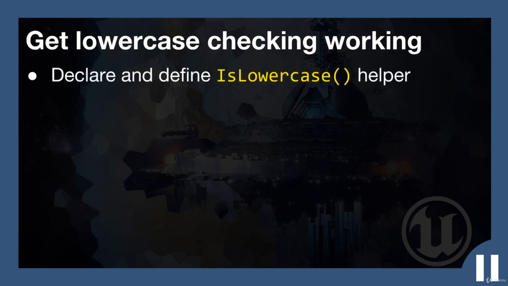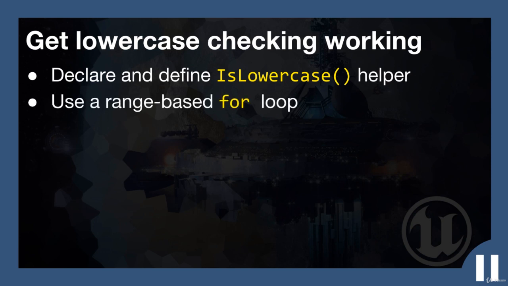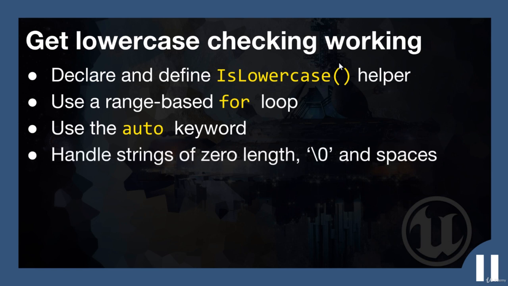So declare and define isLowercase, a helper method. We've made helper methods before. Use a range-based for loop that we just learned about. Use the auto keyword that we also just started experimenting with. Handle strings of 0 length, \0 and spaces.